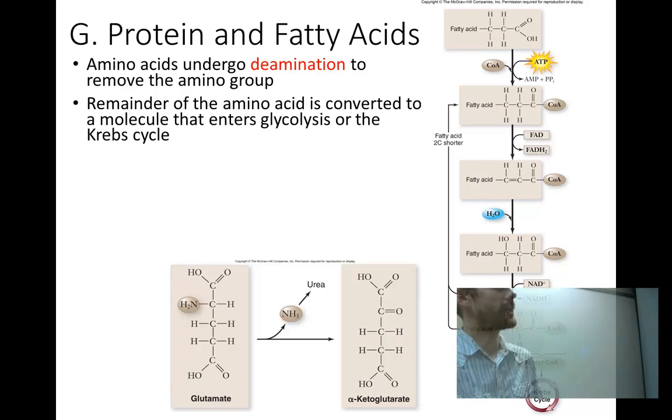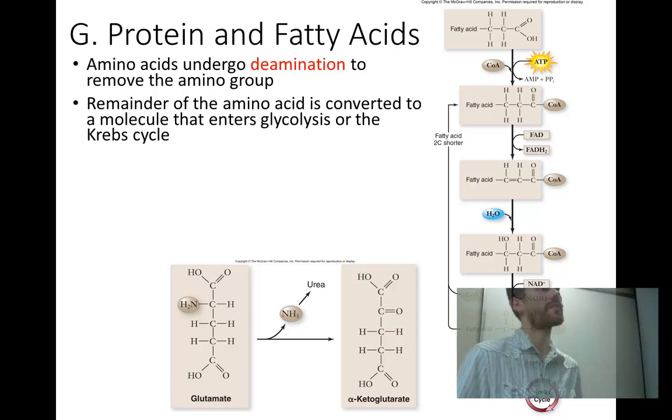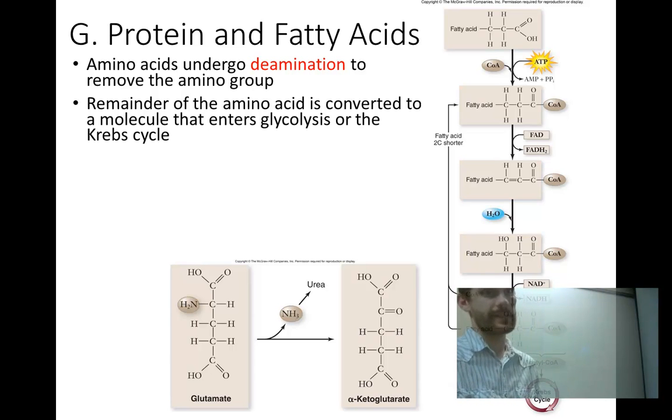And this happens when you eat meat and you use it for energy: you take off the amino group, and then your body converts it into urea because the amino group is very reactive. And so that's one of the major components of pee, urea. That's also why it's called urine.